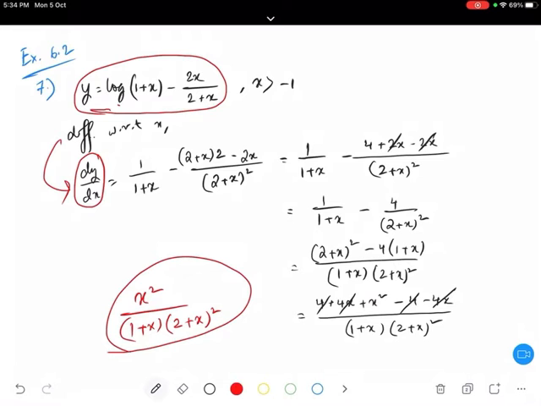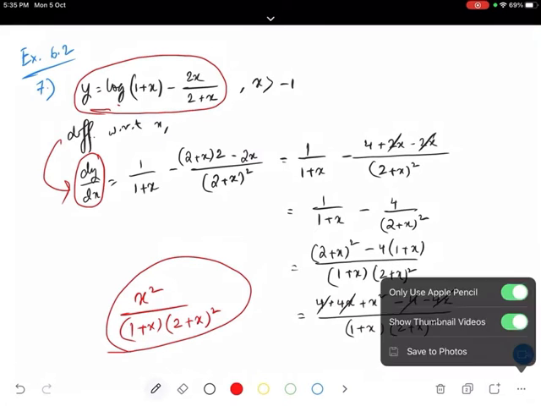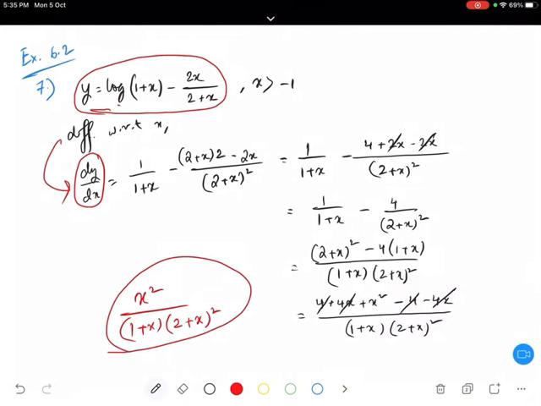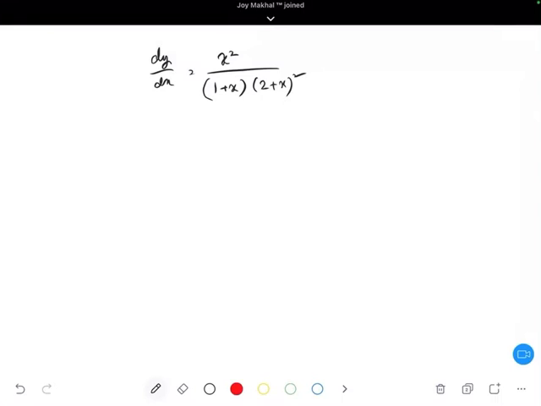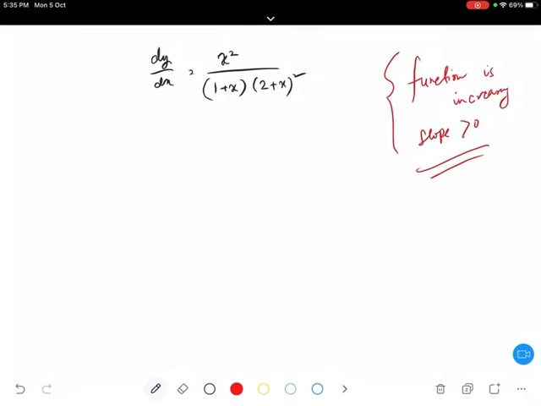Now in order to check whether the function is increasing, this slope must be greater than 0. It has to always be positive, yes or no? Then only we can say that it is increasing. When a function is increasing, it means the slope of the function is greater than 0. That's how we can say that the function is increasing.